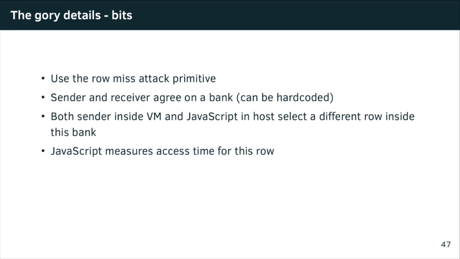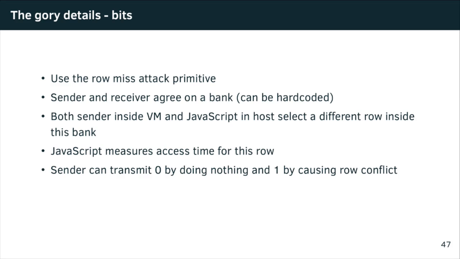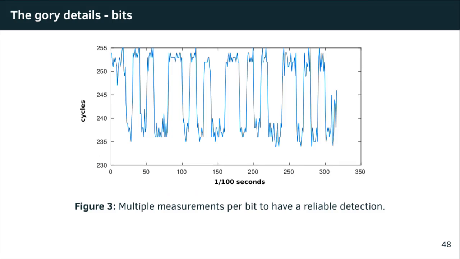And in the JavaScript we have this script running that just measures access time to the data. We can measure access time also in JavaScript and see if there was a row conflict or not. And if the sender inside the virtual machine wants to send data out, it accesses its data inside the virtual machine to send a 1. And if it does nothing, then that's interpreted by the JavaScript, just a low access time, as a 0.